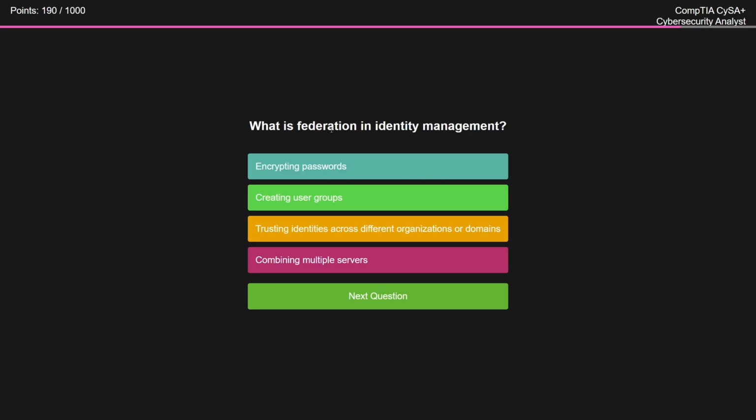What is federation in identity management? Encrypting passwords, creating user groups, trusting identities across different organizations or domains, or combining multiple servers. For what federation is, you see sites that say sign in with Google, right? That would be federation. Sign in with your different accounts so that you don't have to make a new account for every different service, right? So it's trusting identities across different organizations or domains.